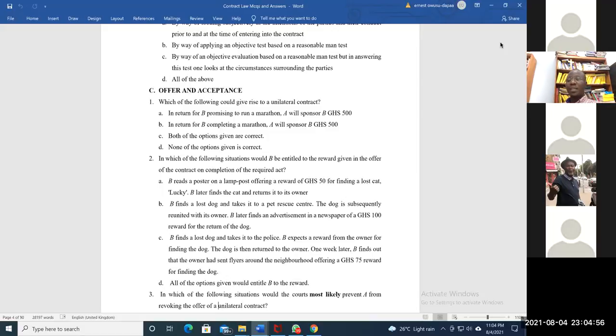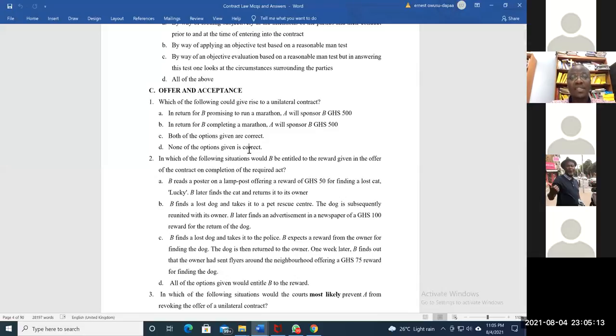If you remember the case, what is the case? Counter offer, the well-known case, Hyde and Wrench. So that isn't what we are talking about. Okay, thank you. So let's come back to the question itself. Which of the following could give rise to a unilateral contract?